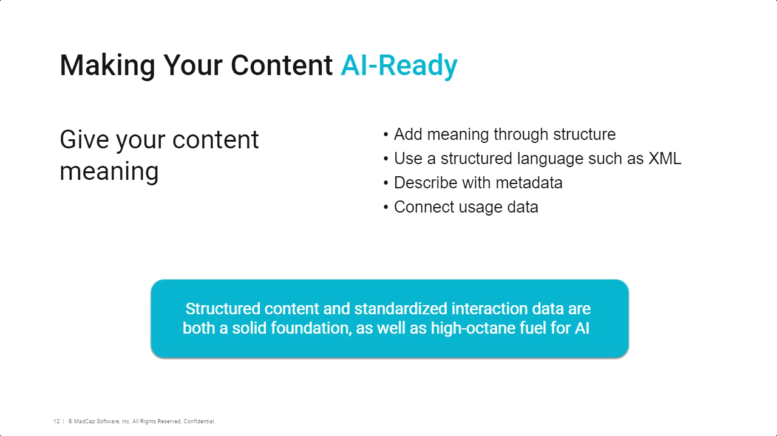So for example, I call this giving your content meaning. Your content has meaning to the person who's reading it. But when you're talking about computer systems, it's a little bit different. AI bridges that gap really well, but you have to give your AI model context clues as to what something is or what its purpose is. And the first way you can do that is just by adding structure.